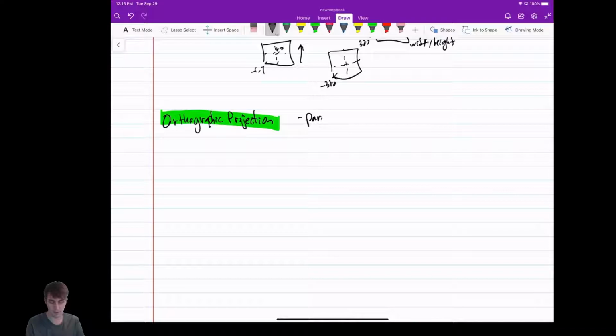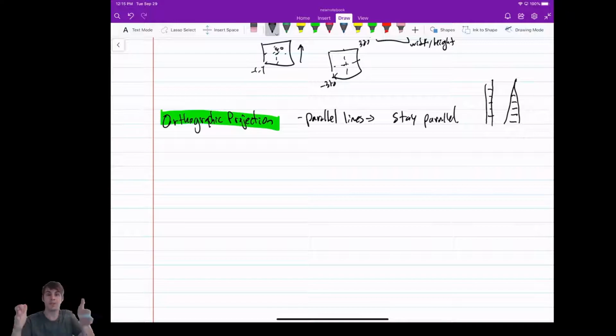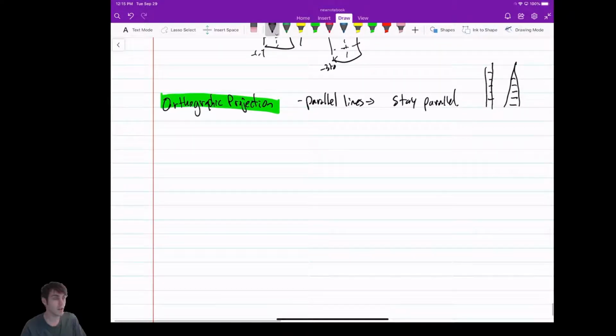First of all, parallel lines stay parallel. This isn't true in 3D, right? If I have train tracks, they don't go off into the distance like this. They converge. These are my train tracks. So these lines don't stay parallel once they're projected into the real world. Yeah, with orthographic, they do stay parallel.